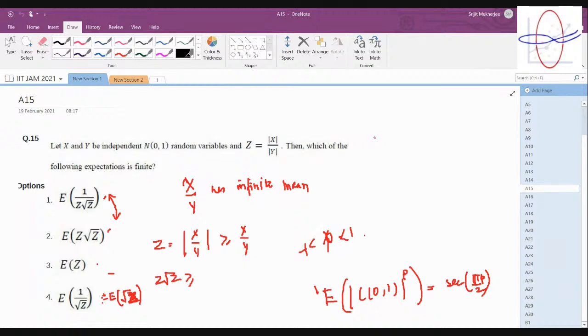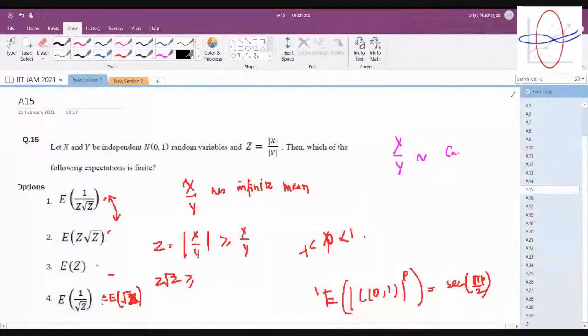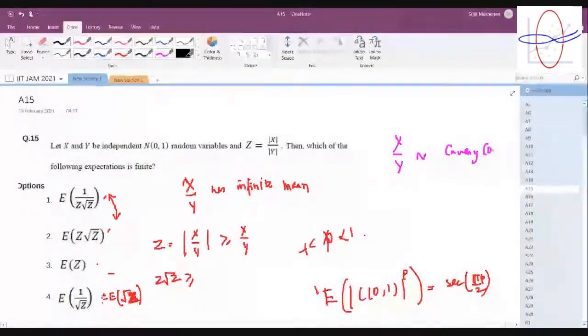So X and Y are standard normal random variables, and Z equals mod X by mod Y. Which of the following expectations is finite? If you think about this problem, you must first think about what you know about similar statements. What we know is that X by Y follows Cauchy, and Cauchy doesn't have a finite expectation.